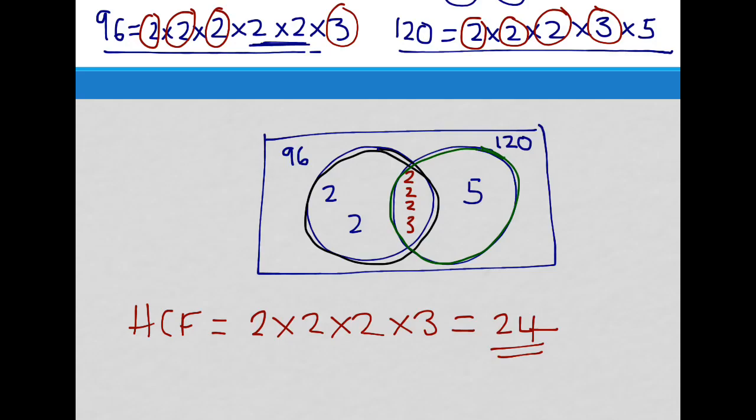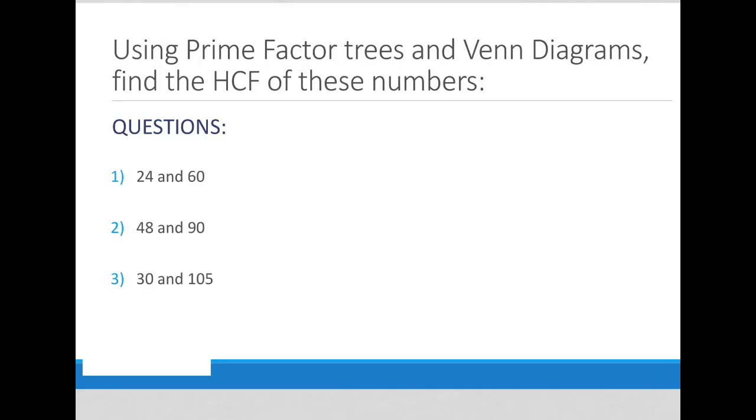So, hoping you've got that all sorted now, I'd like you to have a go at these. You need to draw out prime factor trees for each of them, and then you need to complete them and find the highest common factor. Off you go.